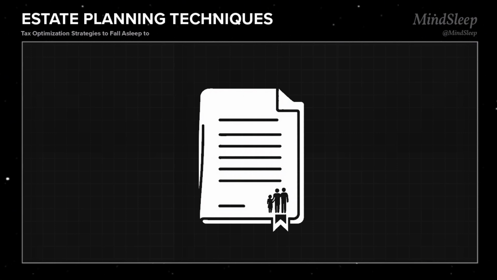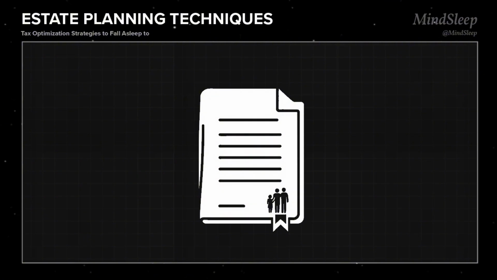This complex area of tax law offers a myriad of opportunities for preserving wealth and minimizing tax burdens across generations. Let's explore the intricate world of trusts, gifts, and generational wealth transfer. At its core, estate planning is about more than just passing on assets. It's a strategic approach to organizing one's financial affairs to maximize the benefits for heirs while minimizing tax liabilities.